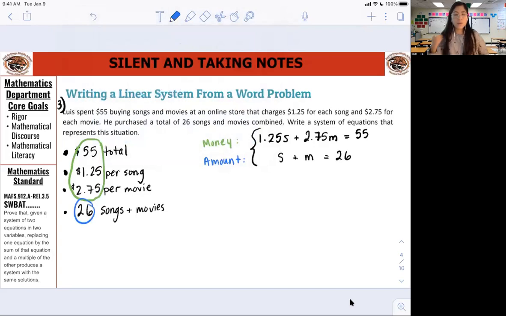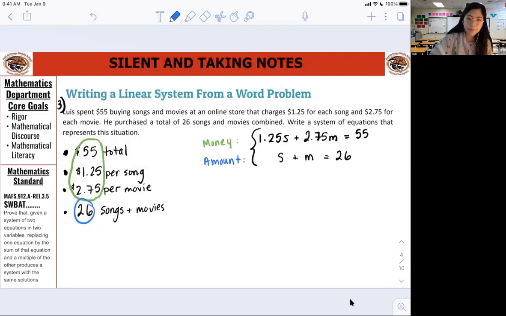Okay. Well, now I have my system. I can solve this system in order to figure out how many songs he bought and how many movies he bought, because that's what we don't know. Well, what should I do? Should I use substitution or should I use elimination? Substitution. We want to use substitution.